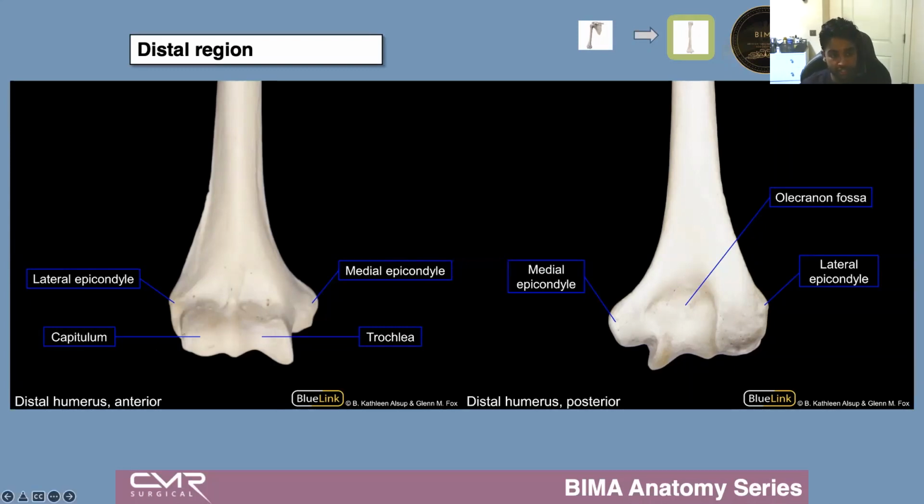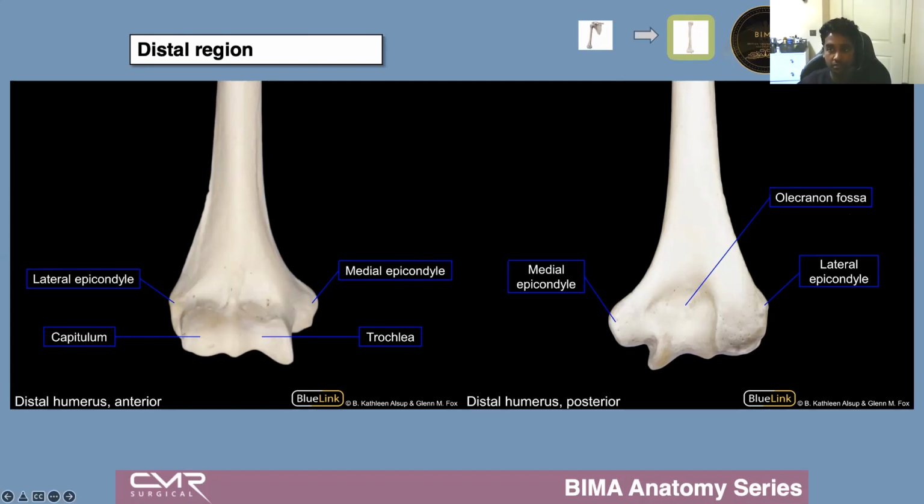Now, the capitulum and the trochlea is referring to the shape more than anything. So capitulum is referring to the fact that it's sort of like a cup for the bones, the ulna and the radius later down in the forearm, to fit into. And the trochlea is just referring to the shape again as well.